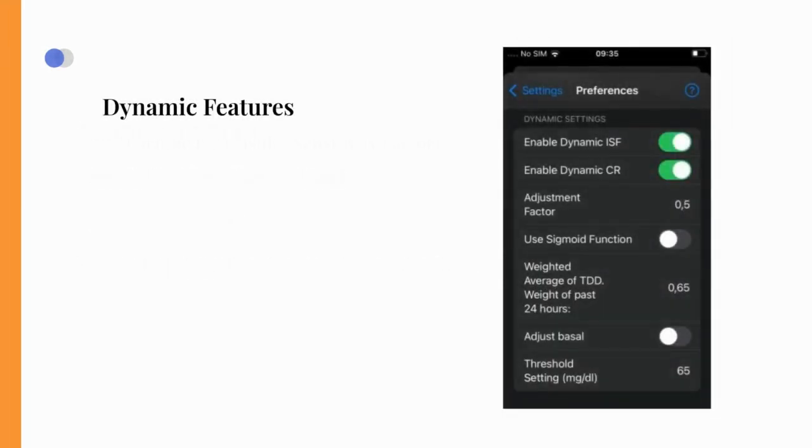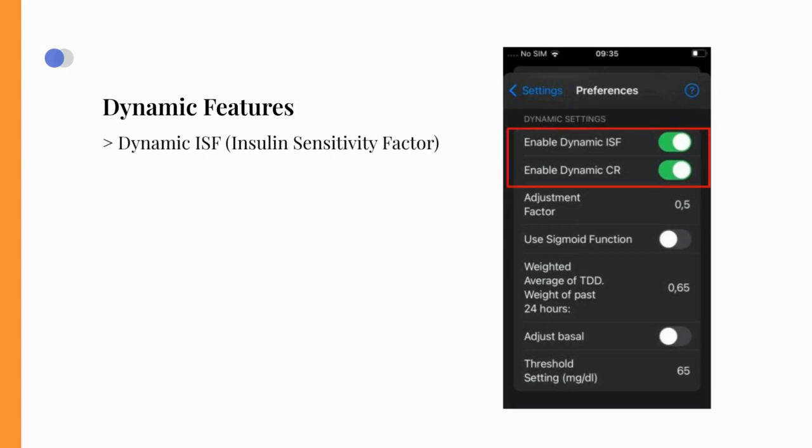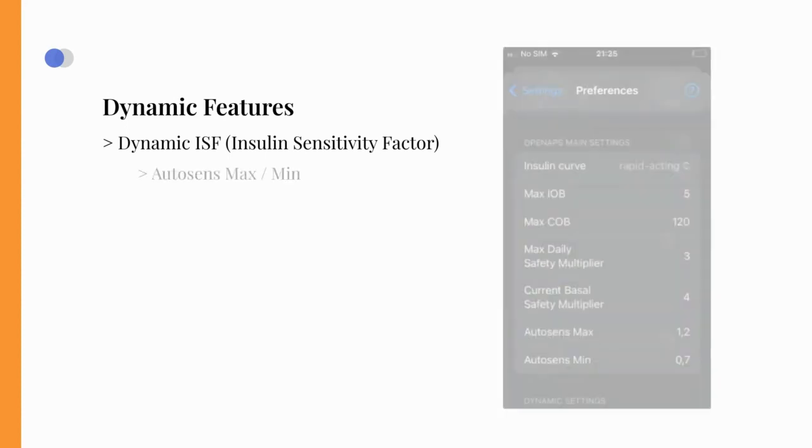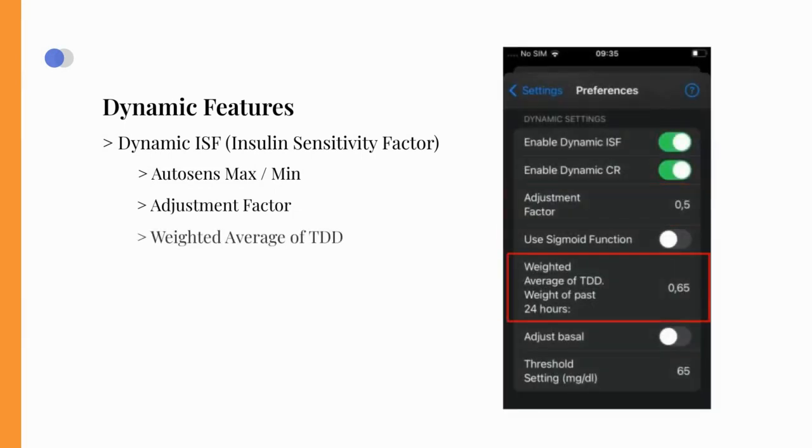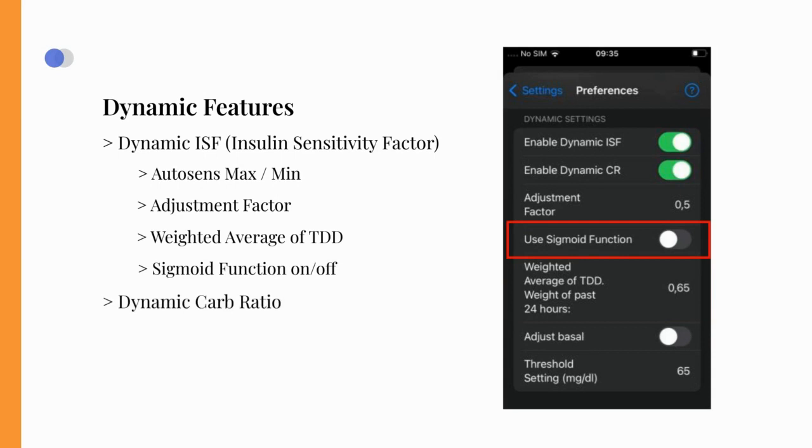The dynamic features that can be enabled are dynamic ISF and dynamic carb ratio. The aggressiveness of the dynamic ISF can be adapted by changing the max and min AutoSense ratio, the profile ISF, the adjustment factor, the weighted average of the total daily insulin dose of the last 24 hours in comparison to the last 2 weeks, and by enabling the sigmoid function.